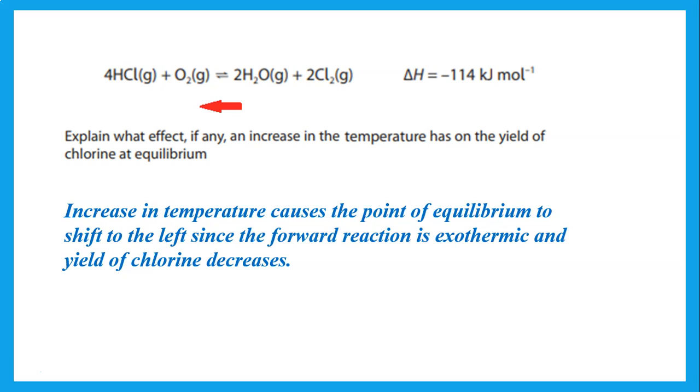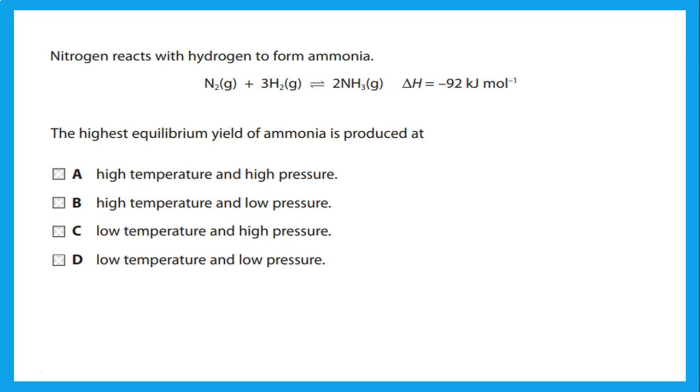And if it goes backward, what happens to the yield of chlorine? Then we will get less chlorine, or we say the yield of chlorine decreases. Another question: nitrogen reacts with hydrogen to form ammonia. The highest equilibrium yield for this reaction is produced at what? For this reaction to give me more ammonia, should I use high temperature or low temperature?